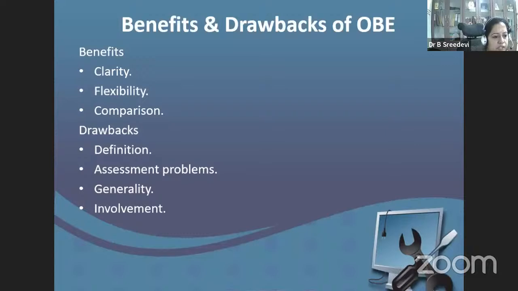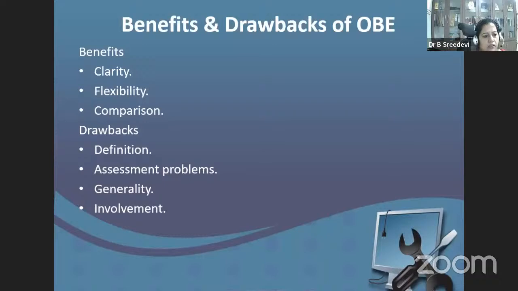We call it definition. Then assessment problems, meaning different people use different kinds of assessment. So I can use a quiz as an assessment, other people can use an assignment, and other people can use unit or internal exams, in the form of question and answer, as an assessment tool. Some other person can use mini projects as an assessment. So there is no generalization on this assessment methodology.